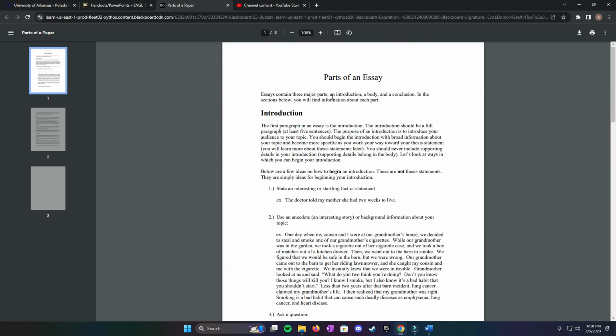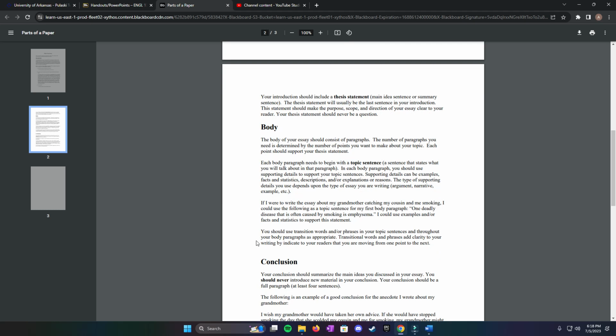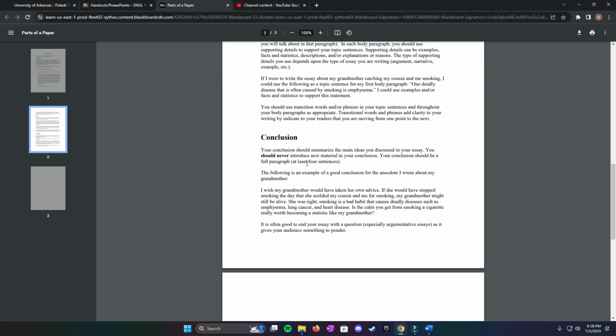So essays are introduction, where you introduce your subject; body, where you tell your story, you convince your reader; and then conclusion. That's the last taste of your essay that your reader gets. So you want to leave them with a good taste in their mouth. You want to make them think and consider what you have said in your essay.